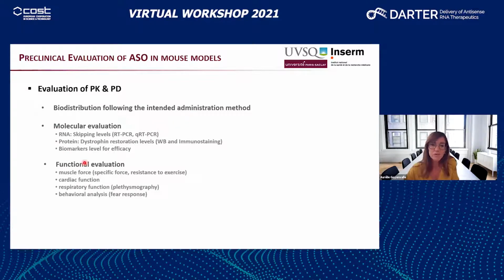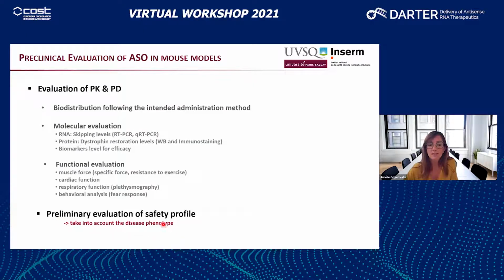And then you want to be able to look at the molecular evaluation at the RNA level, at the protein level, eventually some biomarkers that would have been described. And if the phenotype is there, you can do a functional evaluation. And we've seen before, and I'll show you again, what you can do in this type of mouse model, looking at the muscle force, cardiac, respiratory function. And you can also have a preliminary evaluation of the safety profile that gives you an idea of the tolerability of your compound in a mouse model.